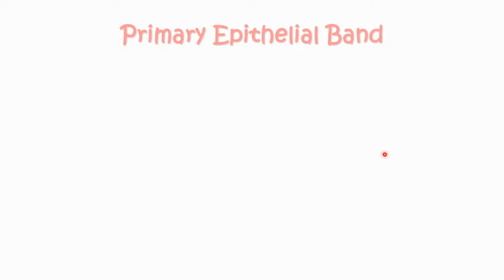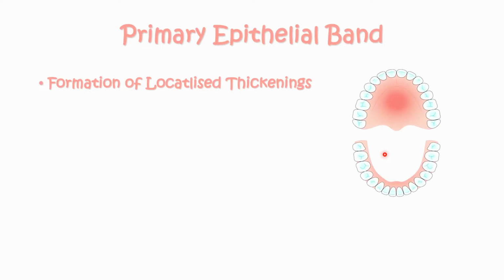Moving to the next slide, primary epithelial band. Primary epithelial band gives rise to a localized epithelial thickening. There will be 10 thickenings on your upper arch and 10 thickenings in your lower arch that will correspond to the 20 deciduous teeth.